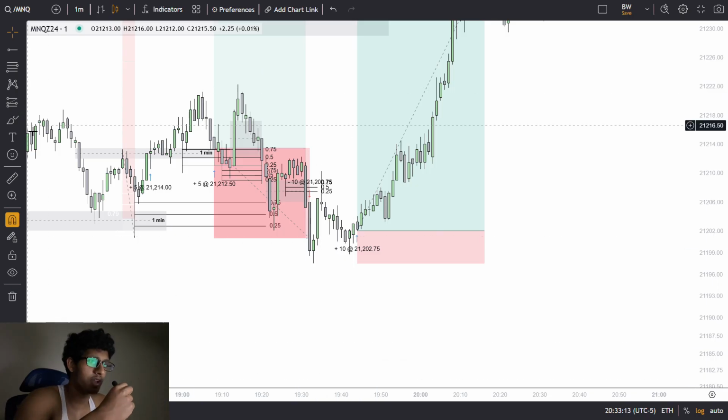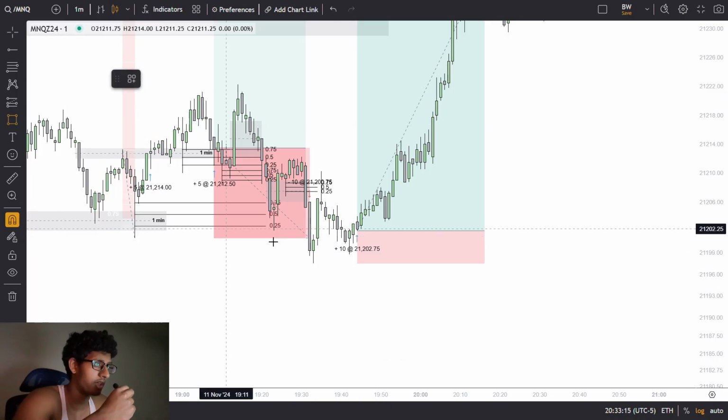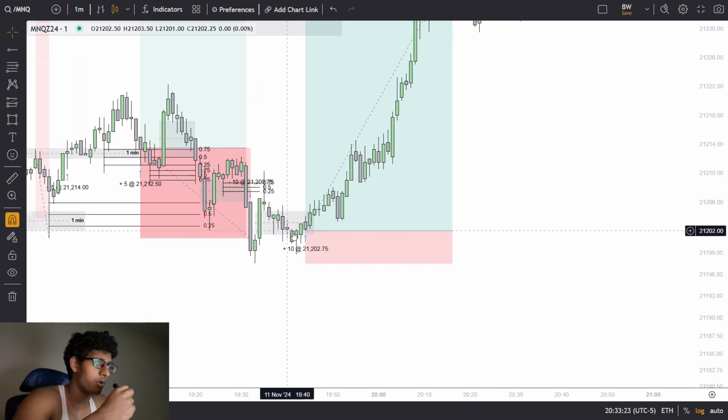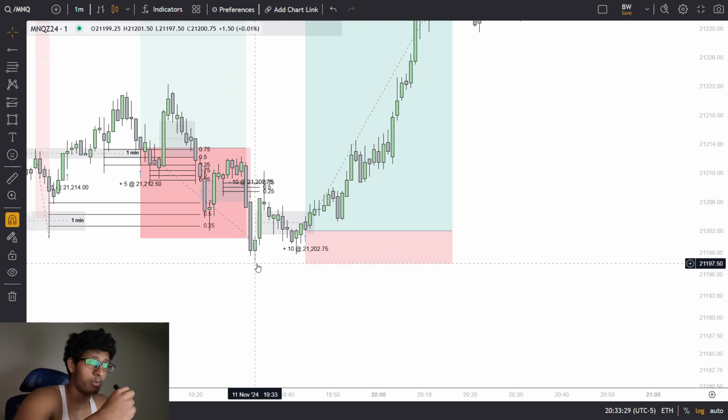Also, there's this fair value gap that I visualized. I didn't really mark it out. Sometimes I like to do that. But right here, this fair value gap. So yeah, we're just respecting this fair value gap. Obviously, we're going a little bit below it, but we didn't take out this low, and that's the most important thing to me.